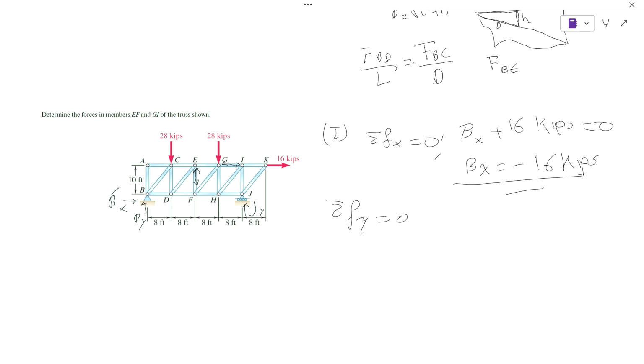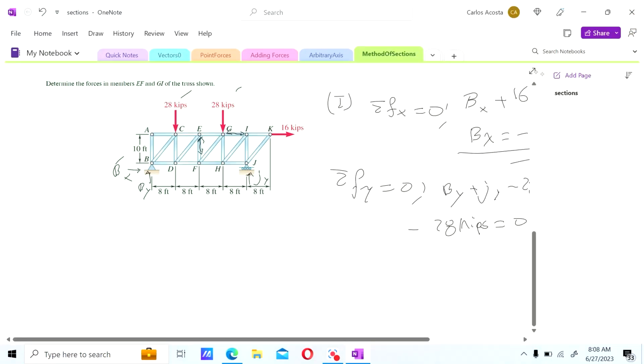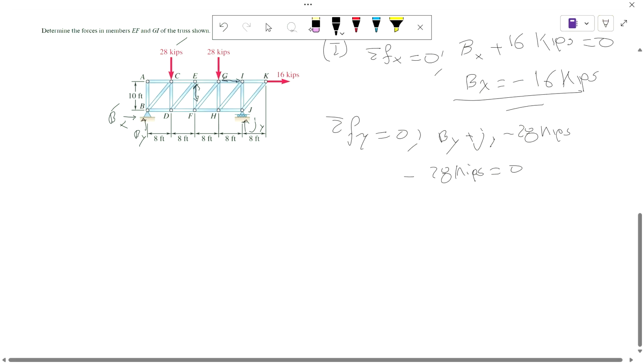Summation of forces in Y equals 0. We have that By plus Jy minus 28 kilopounds minus 28 kilopounds is equal to 0. Okay, so we need one more equation to solve for By or Jy. Let me fix that, Jy. All right, Jy.